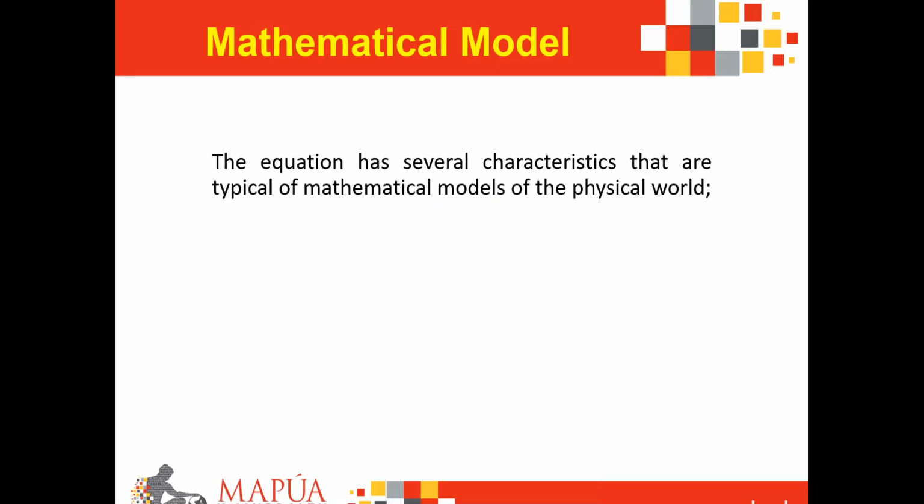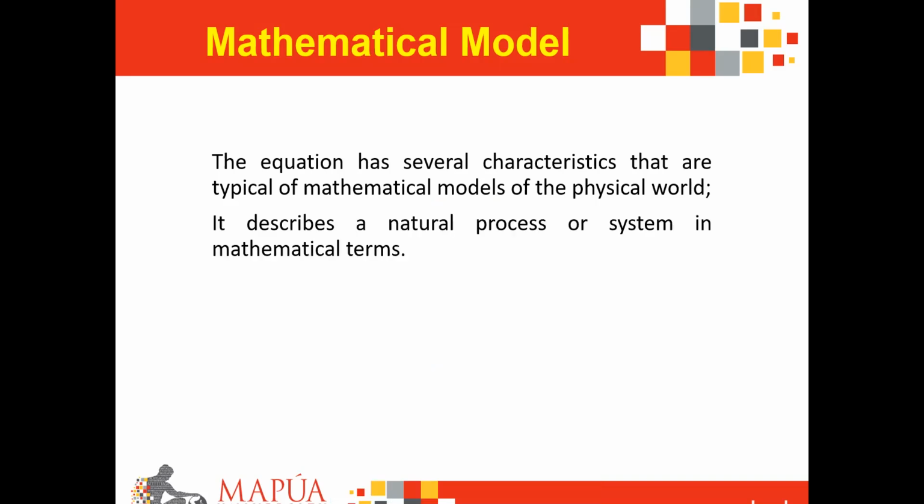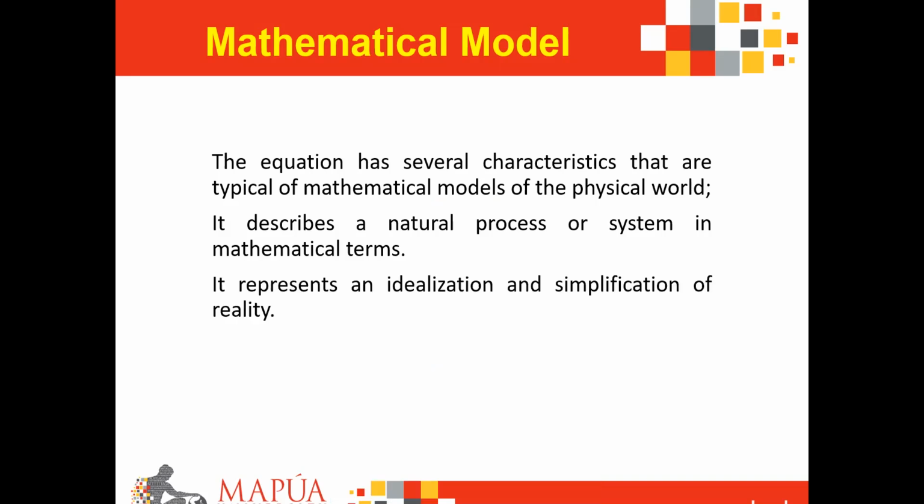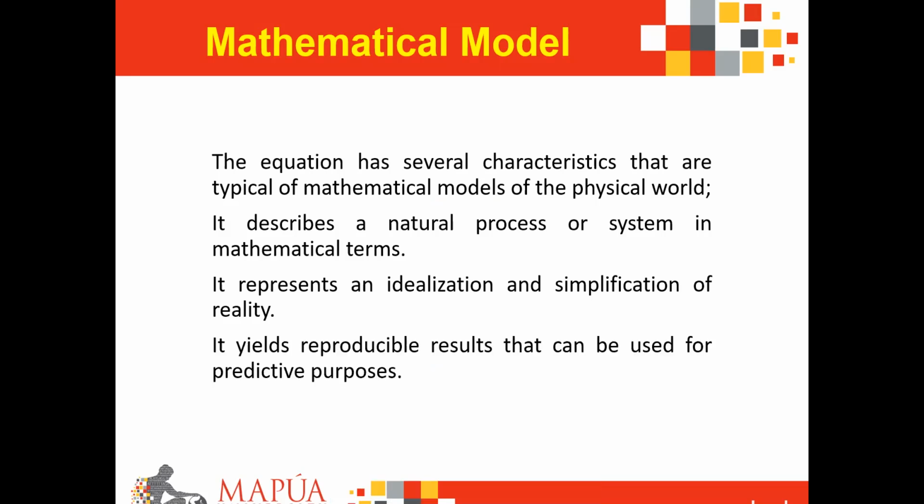The equation has several characteristics that are typical of mathematical models of the physical world. They are: it describes a natural process or system in mathematical terms. It represents an idealization and simplification of reality. It yields reproducible results that can be used for predictive purposes.